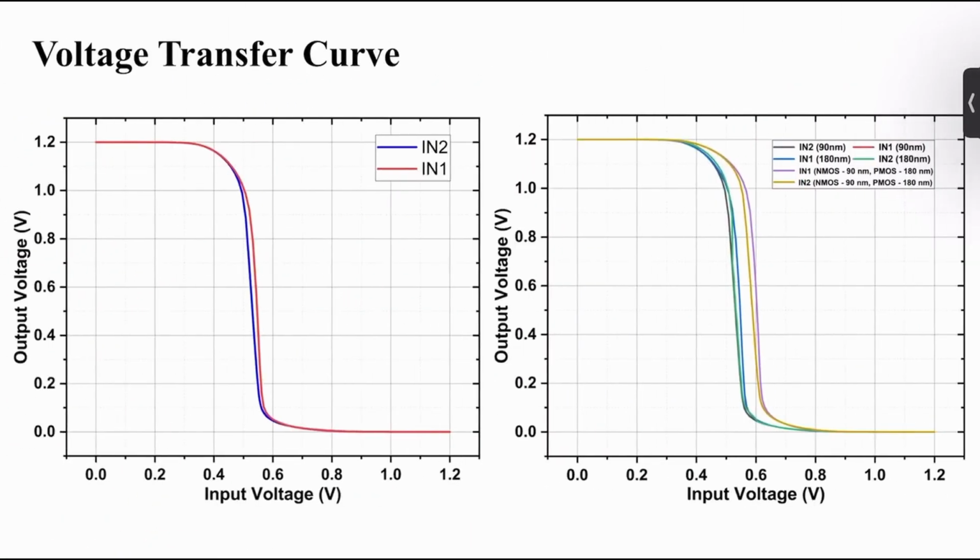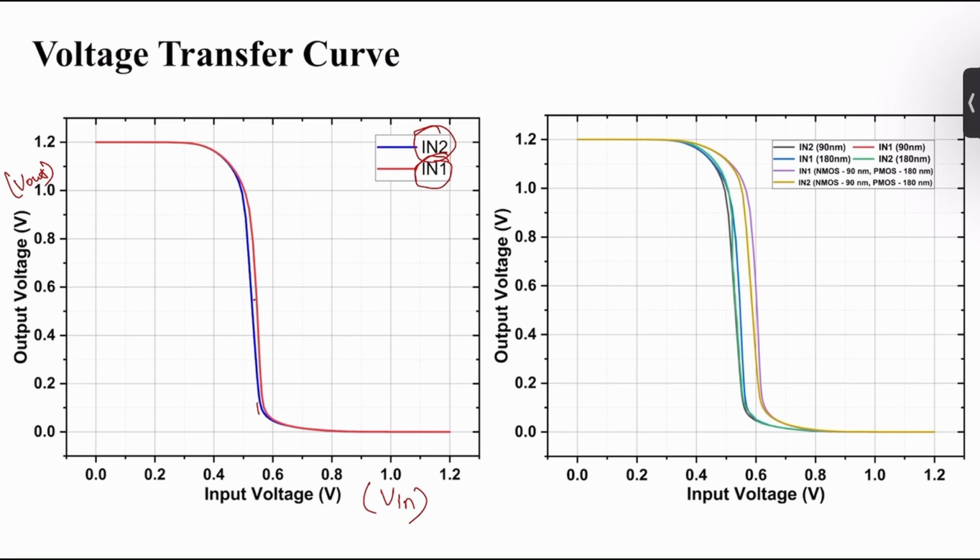So now coming to the DC analysis, that is the voltage transfer curve. This is our V input and this is our V output. What I did here, you can see, is a DC sweep of input 1 and then a DC sweep of input 2. Here we can see there is some little difference, not too much. So this is our DC analysis, the voltage transfer curve between V in and V out.